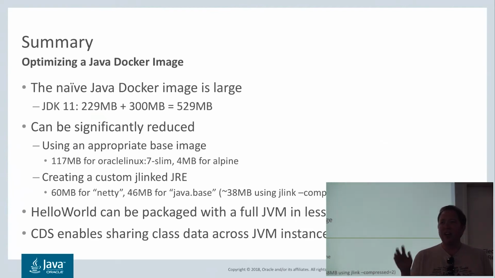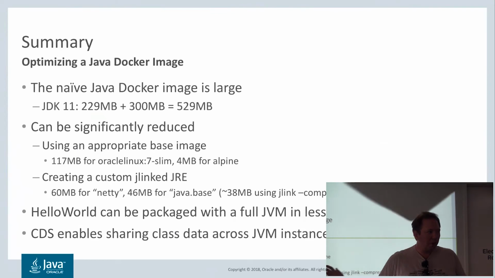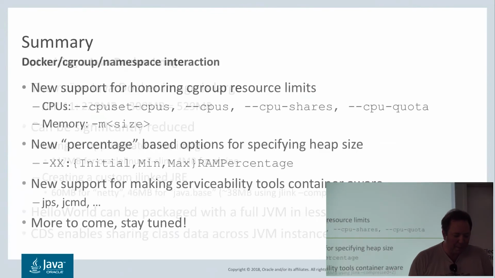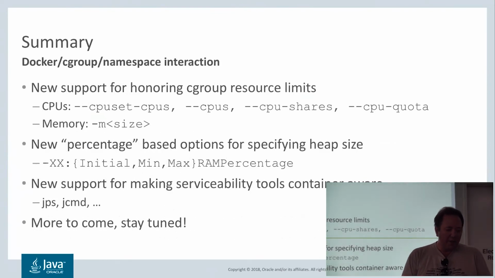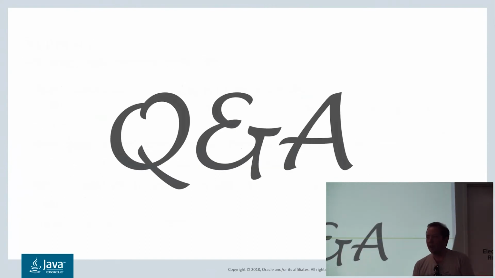Class data sharing allows you to share data across processes, and it also improves startup time. And with the latest versions of the JDK, we are now actively honoring the resource limits and the arguments that you specify to Docker, so that we only use this number of CPUs and only use the amount of memory that you actually want the Docker container to use. More is happening, as I said, but with that said, Q&A.